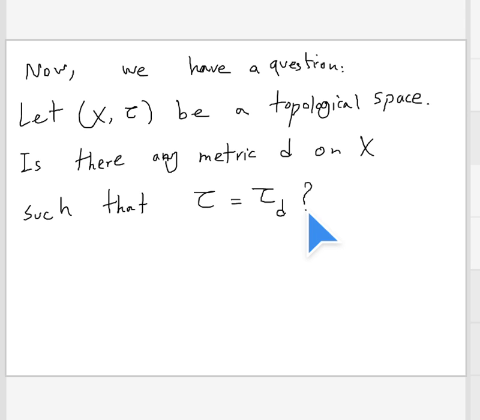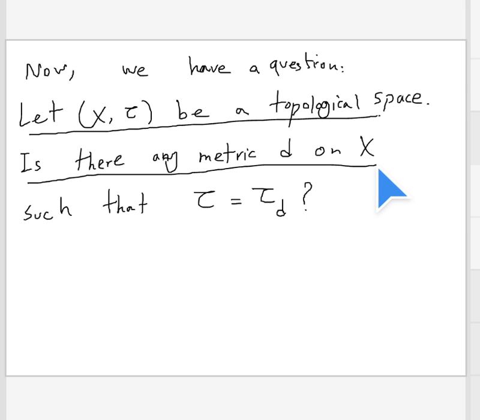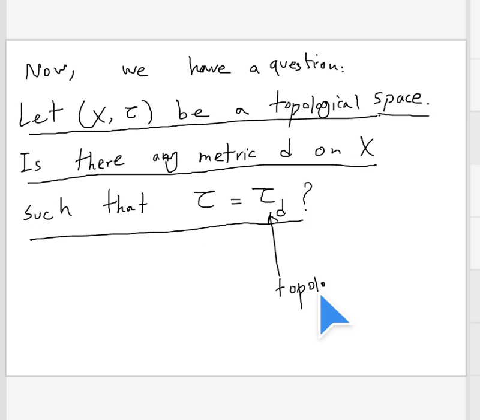I repeat it. Let (X, tau) be a topological space. Is there any metric d on X such that tau is equal to tau_d, the topology induced by d? This is the natural topology on X. Is there any metric? What is your answer?